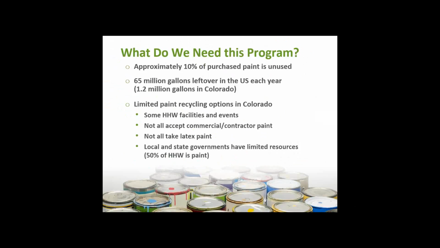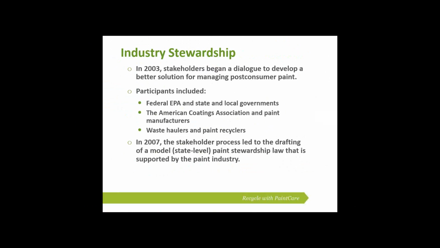Again, I mentioned that local and state governments have limited resources, and the fact is that about 50% of the household hazardous waste that comes through these programs is paint. And so that's really the reason why paint stood out as a product that local and state governments wanted the paint manufacturing industry to take some responsibility for and help to manage at the end of life. And that's what we call industry stewardship, or extended producer responsibility, or product stewardship. There are lots of different terms for it, but in a nutshell, they all mean the person that manufactured that product should really take some role in helping to manage that product when it's no longer wanted, when it comes to its end of life.